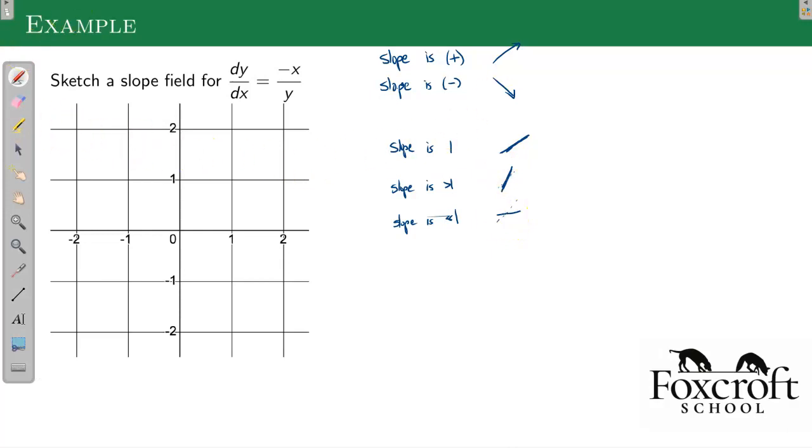Let's just do a few of them. Let's plug in the point (-2, 2). My slope there is negative x over y, and here I get exactly 1. So at this point, (-2, 2), my graph should be that exact diagonal line with slope 1. I'm just going to draw a little line there. (-1, 1) will also cancel out.